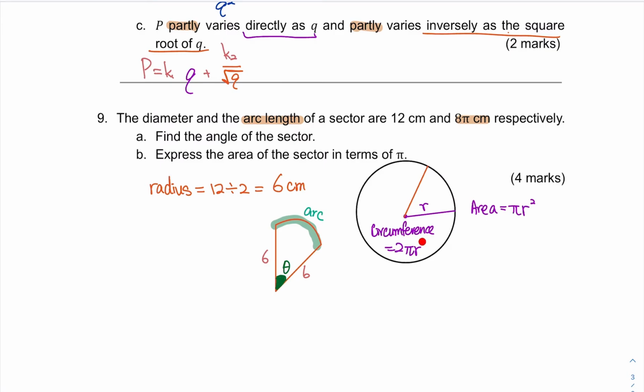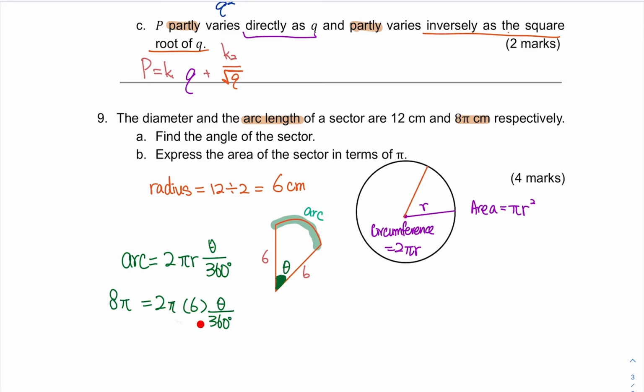Anyways, we can do the arc. Arc is part of the circumference. So arc will be part of the circumference. The circumference is 2 pi r. And this is part of it. Okay, the whole circle is 360 and this is just part of it. Alright, remember it this way. Now 2 pi r. Do we know our arc length? Yes, we know it is 8 pi. Do we know our radius? Yes, we know it's 6. And theta, we don't know, over 360.